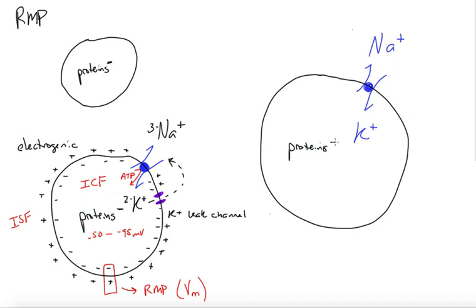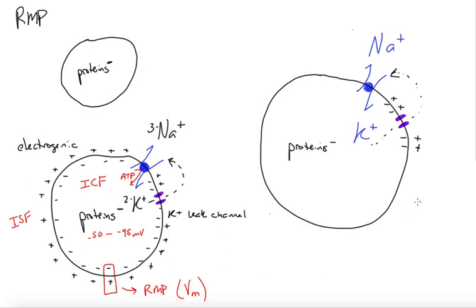We still have our cytoplasmic proteins that tend to be anions. We've got our purple potassium leak channel. That's going to allow this potassium to leak and generate the large majority, 90+% of our membrane potential, right? Again, that would be everywhere.